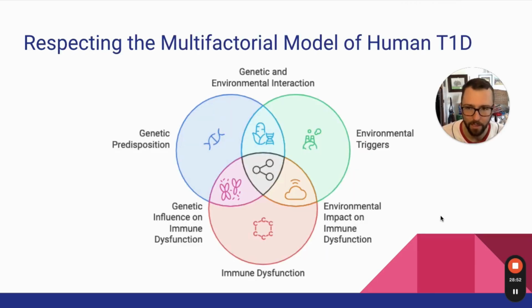So here we have this neat little Venn diagram looking at the wide array of combinations of factors that go into human type 1 diabetes. And so when using the results of mice research in a human model, we need to make sure that we're respecting all of the complex factors, the overlaying factors that go into the systems that are affected in the development of diabetes.